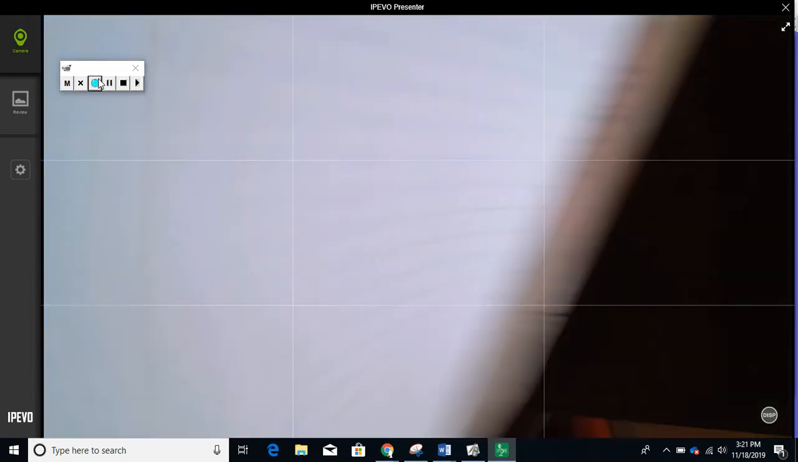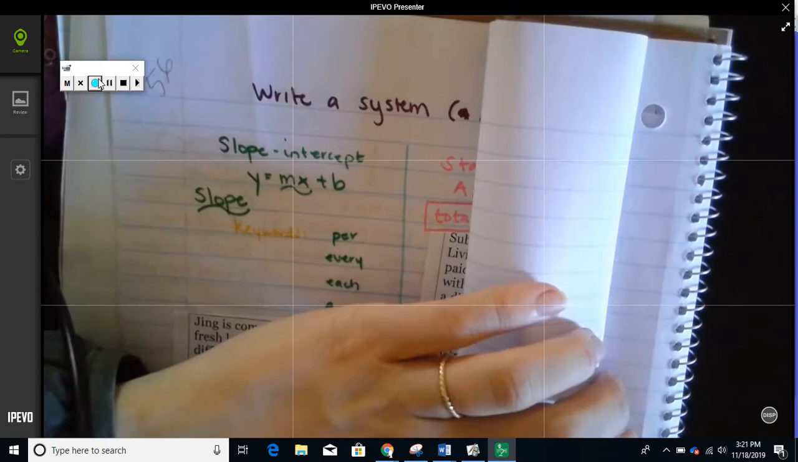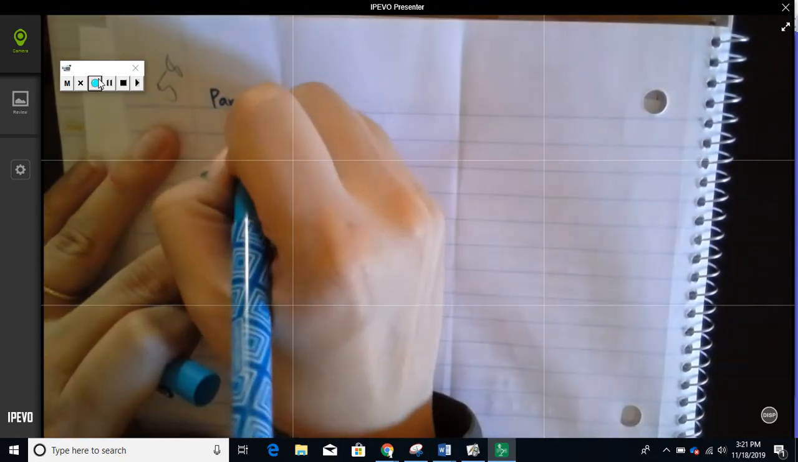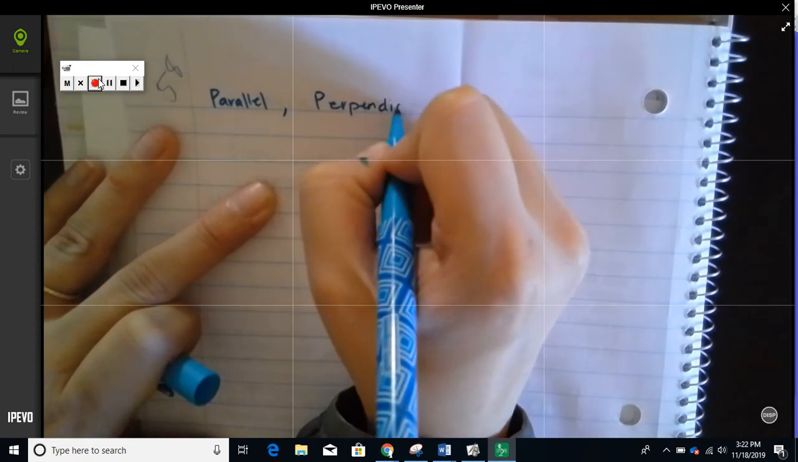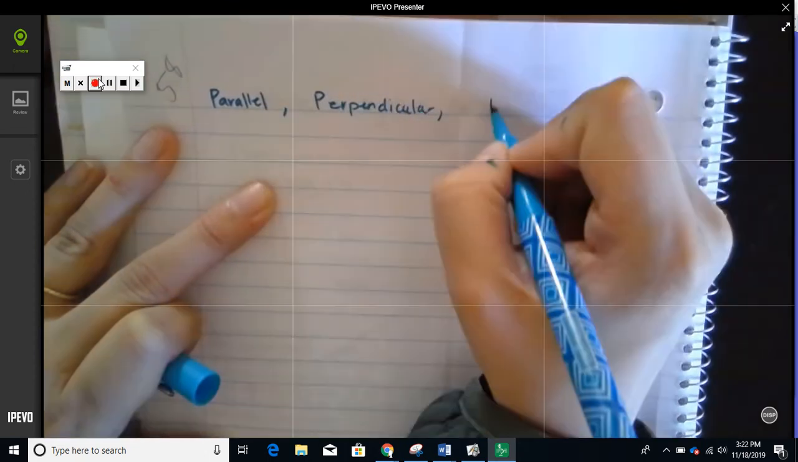So we're going to go now to page 58. So please go to page 58. And so I'm going to have you fold it as a burrito. And so now we have 3 sections, and we're talking about parallel lines, perpendicular lines, and if they're not either one of them, then we consider that neither.